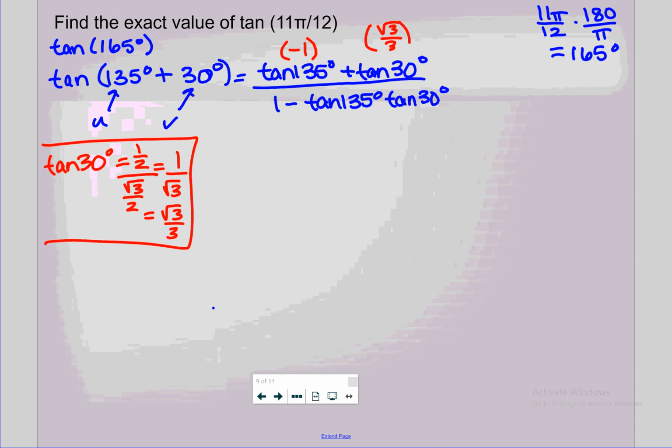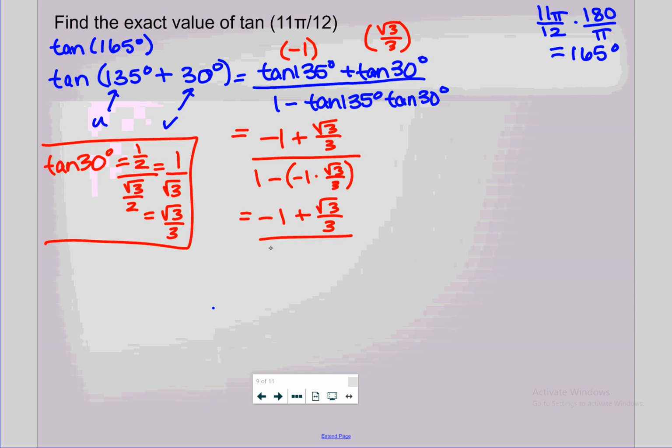Okay. All right, so let me plug those in. -1 plus rad 3 over 3 over 1 minus -1 times rad 3 over 3. So I have -1 plus rad 3 over 3 and 1 plus rad 3 over 3. Okay, so we are going to have to rationalize here, but this one is the other possibility that can happen with these tangent ones: we have a fraction inside the fraction.